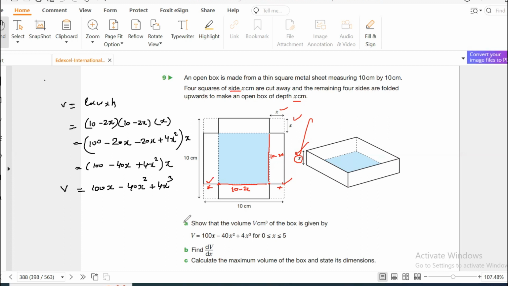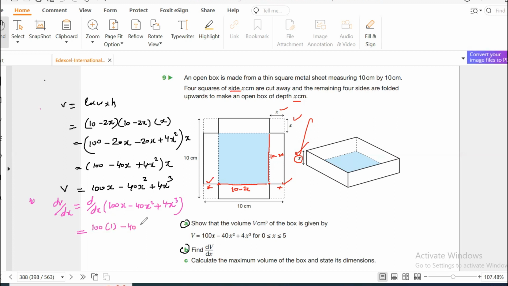After this, we will move on to the second part, and in the second part, they want us to differentiate with respect to x. So for that, we have to differentiate dV over dx. So d over dx of 100x minus 40x squared plus 4x cubed. Now if I apply the derivative, all of you know that the derivative of x is 1. If I apply the derivative on x, that gives me 1.